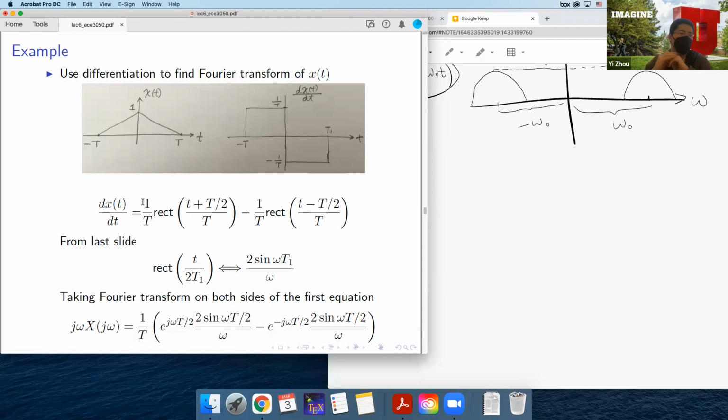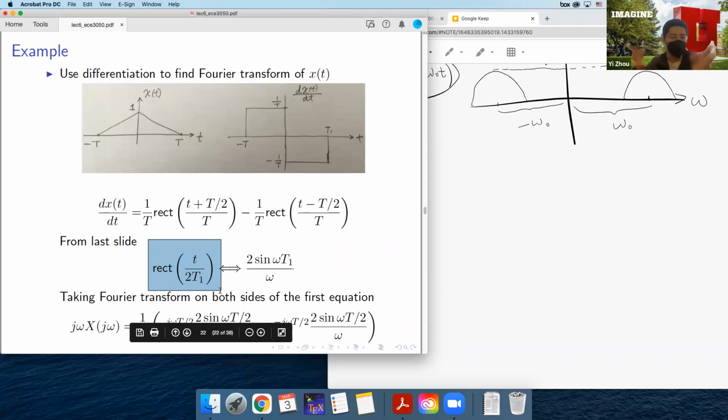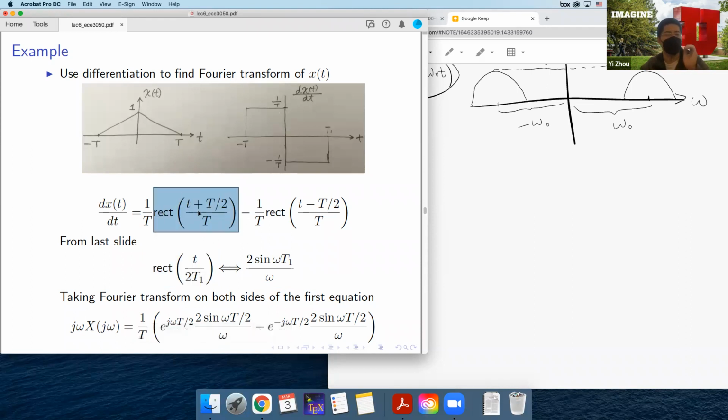And this is not that hard, because from that table, we know that a standard centered rectangle function has this Fourier transform. So we just need to leverage that, and comparing this signal with these two rectangles, you can see that these are just shifted signals. We just have a time shifting factor, T/2 and negative T/2 here. So we just need to leverage the time shifting property of Fourier transform.